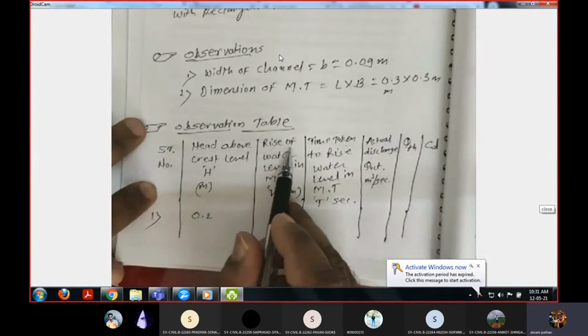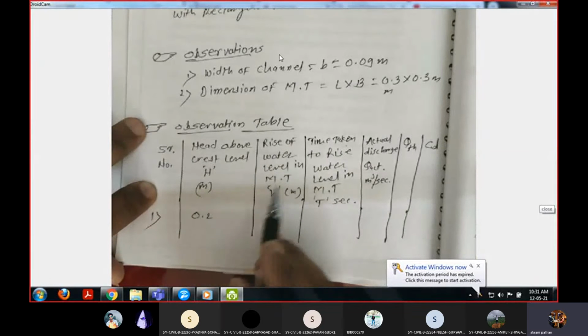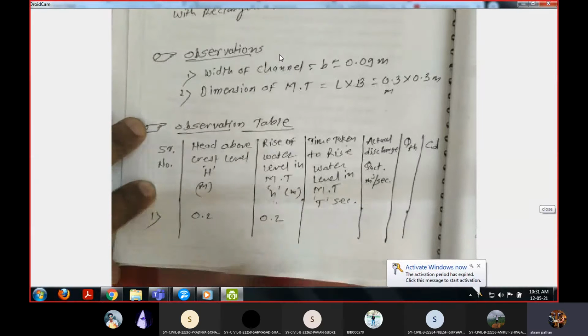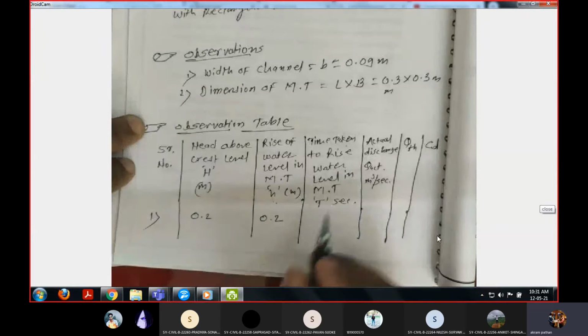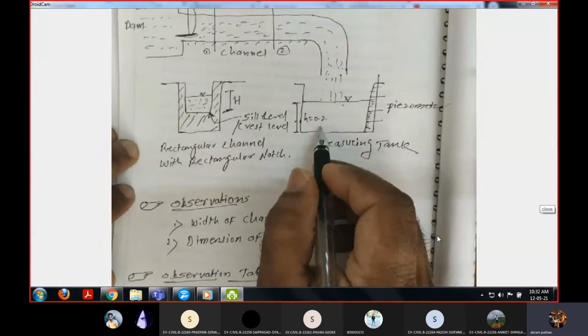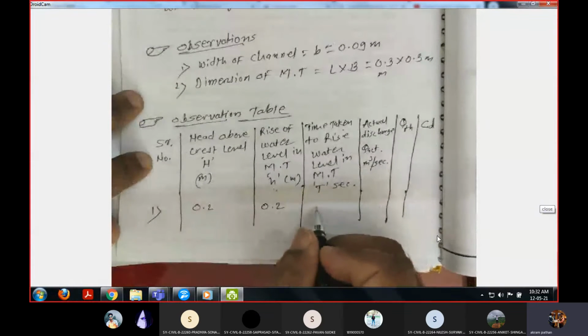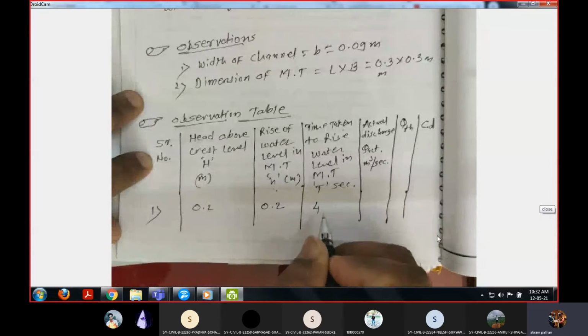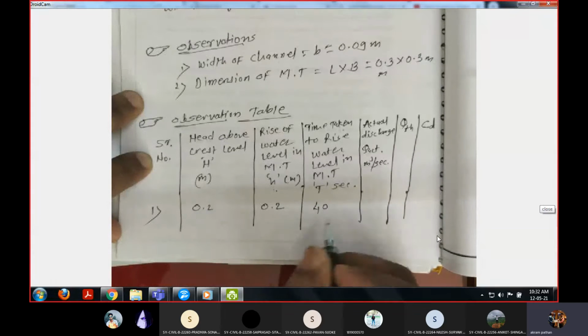सो रेकॉर्ड दी राईज ऑफ वॉटर लेवल इन द मेजरिंग टँक. आपण आता इथं 20 सेंटीमीटर घेतली, दॅट इज 0.2 मीटर. आणि मग इथं टाइम किती लागलं ते राईज होण्यासाठी मेजरिंग टँकमध्ये, वी हॅव टू रेकॉर्ड दॅट. ओके. सो दी टाइम टेकन टू राईज द वॉटर लेवल इन द मेजरिंग टँक इज 40 सेकंड.